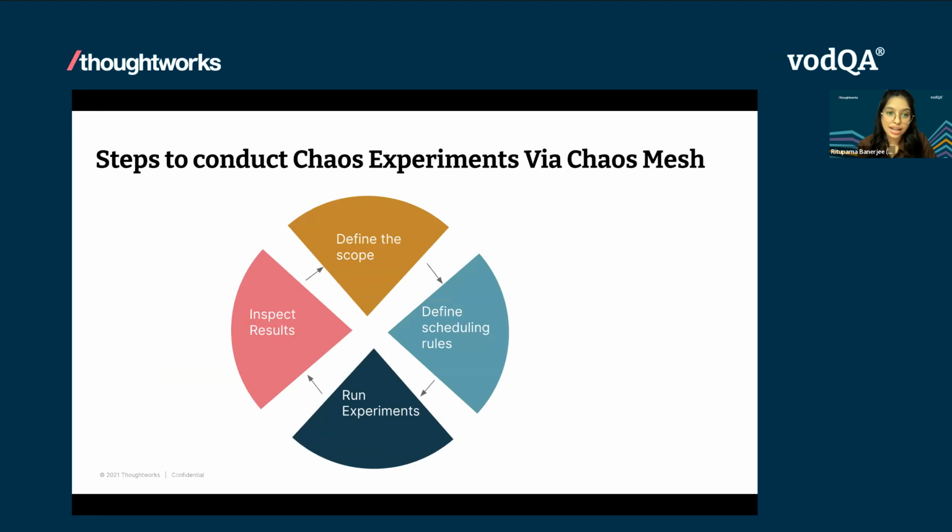Moving ahead, we need to understand the steps you would follow to have the chaos experiments performed. So the first step would be to define the scope.